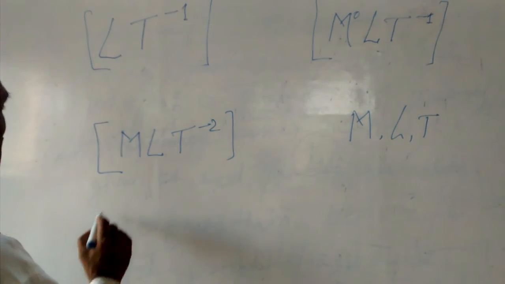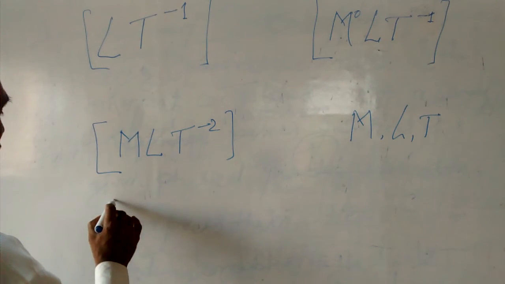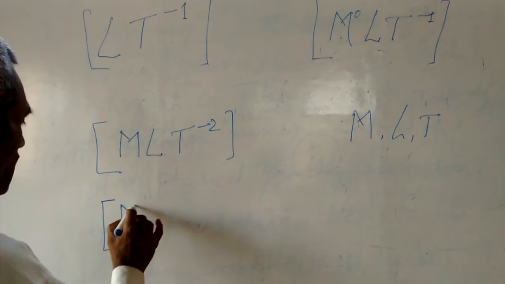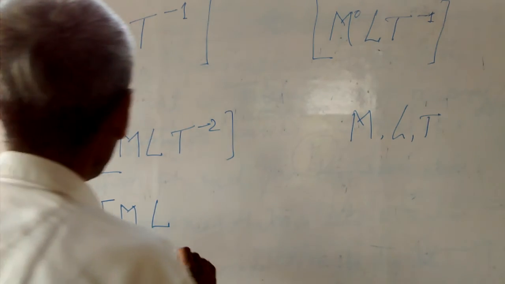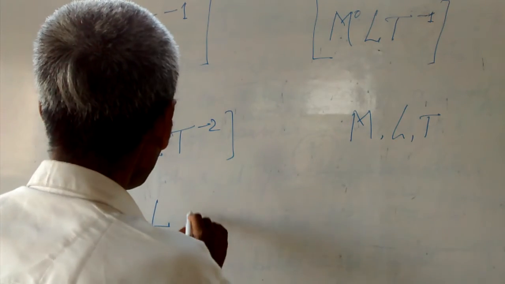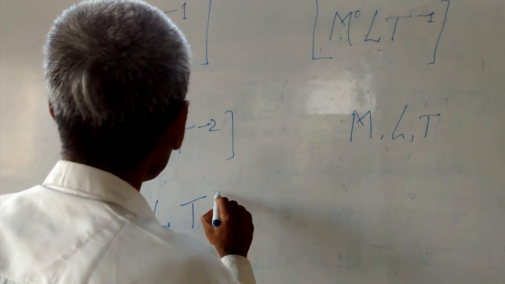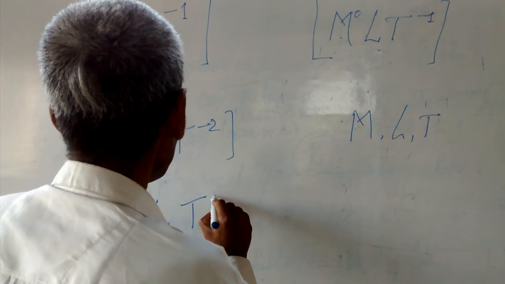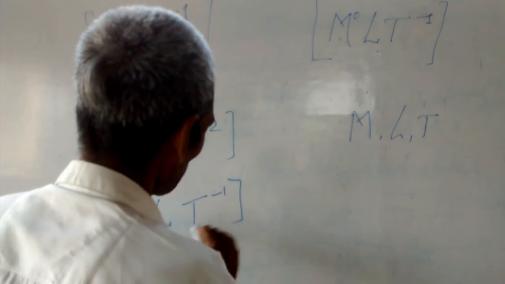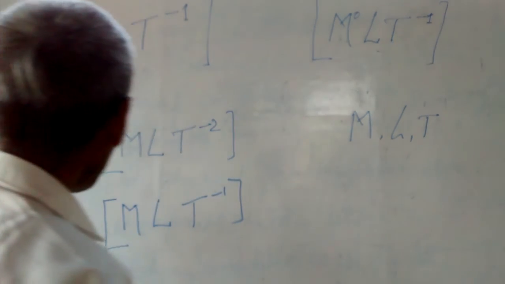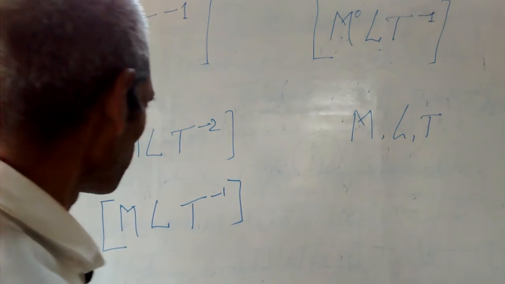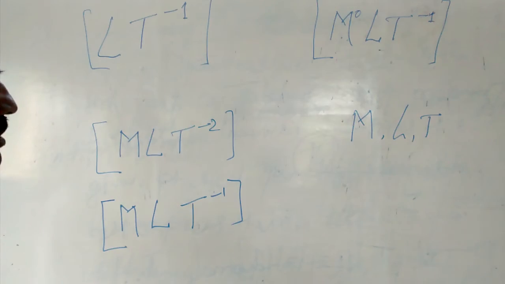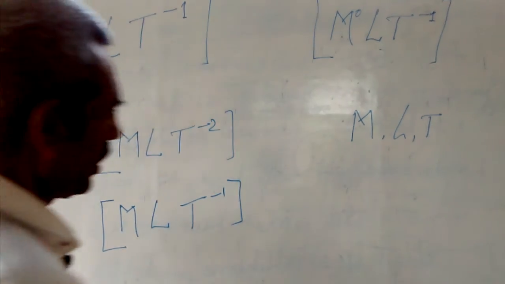Similarly, the dimension of momentum is M L T to the power minus 1. It is the dimension of momentum. And so on.